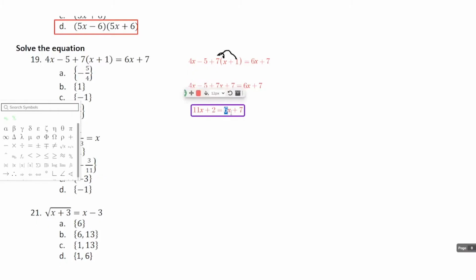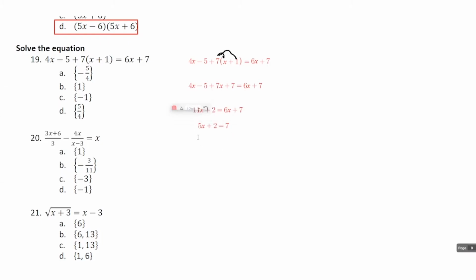Next, I'm going to subtract this 6x on both sides, and 11x minus 6x is 5x. Now we've got a nice little two-step equation here, so I'm going to subtract 2 from both sides, and then divide both sides by 5, and I get 1. So my answer is 1.